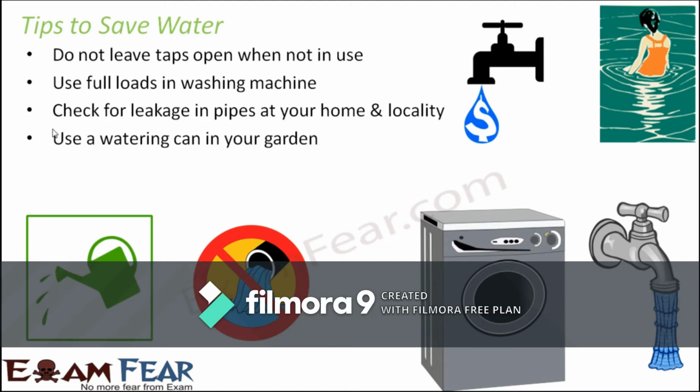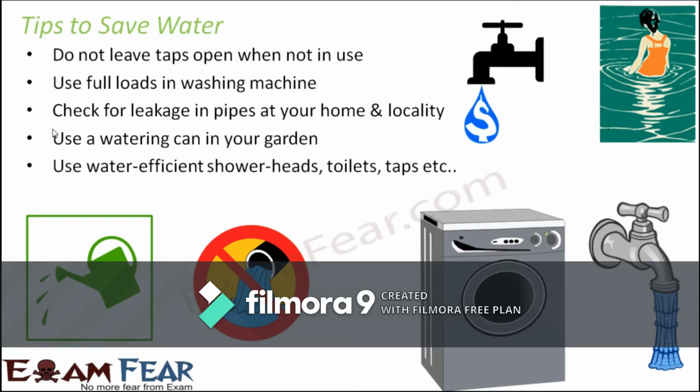Use a watering can in your garden. Many times when you try to water your plants in the garden, you use buckets or mugs or pipes, and too much water gets poured on the plants. Instead, you can very effectively water the plants by using a watering can, because the watering can will have holes, and through those holes only the required amount of water will fall on the plants.